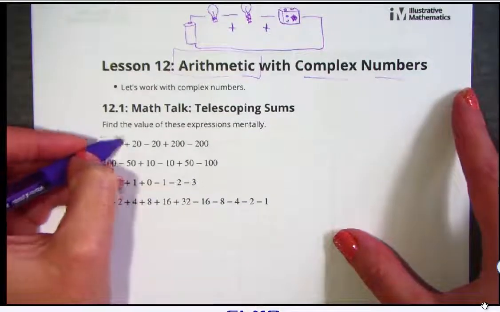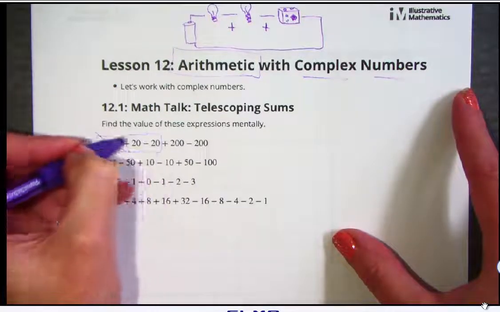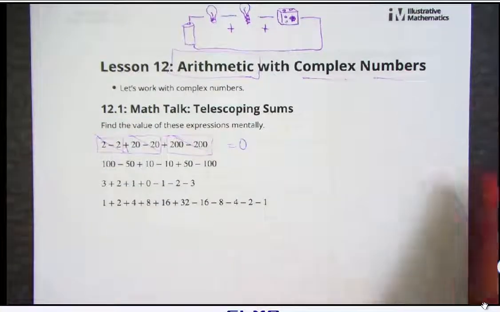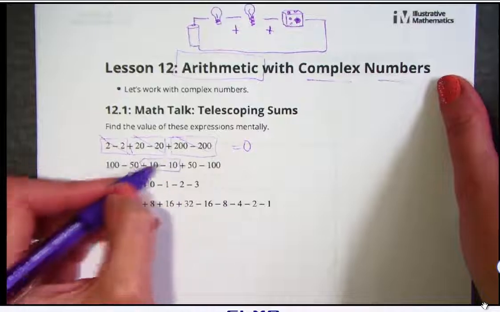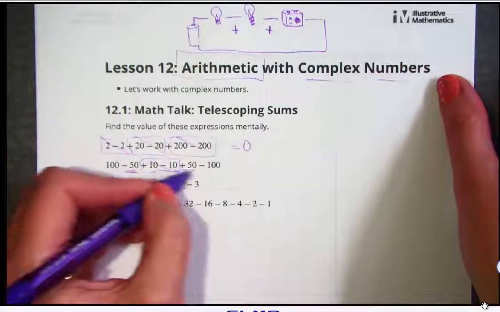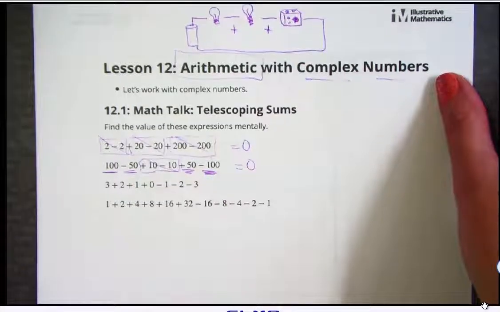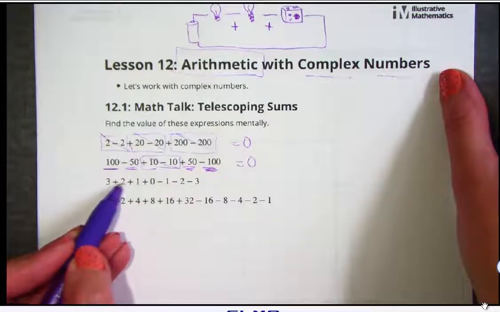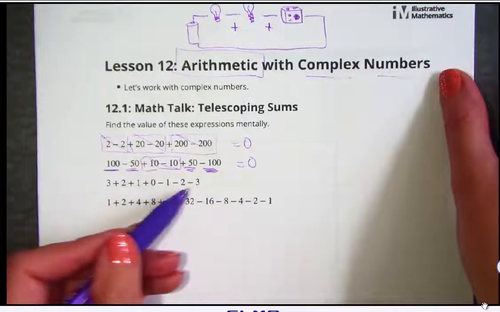I always think if I have a positive 2 and a negative 2, whoop, that's 0. Positive 20, negative 20, and positive 200, negative 200 equals 0. And it doesn't matter if they put them in a different order. Positive 10 and a negative 10 is still going to be 0. Negative 50 and a positive 50 is still 0. And a positive 100 and a negative 100 still would equal 0. 1, 2, and 3, if I add those is 6. Minus 1, 2, and 3 is a minus 6.